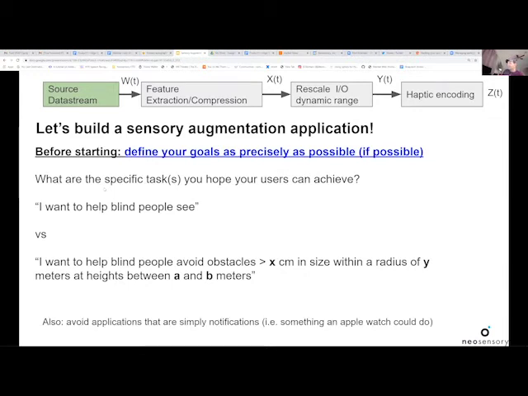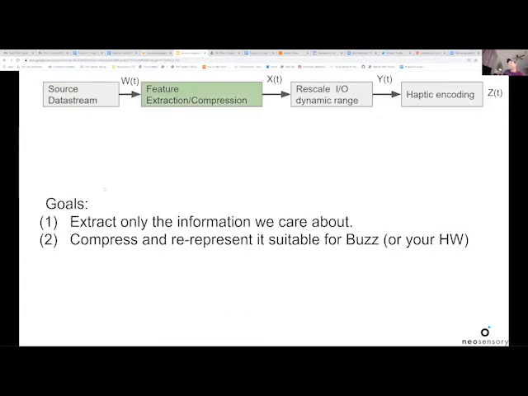All right, and then the last thing I'll say is, even though something like Buzz or these types of devices can do these sorts of things, providing basic notifications is not the point of them. One way to think about this: anything that an Apple Watch could do, you can do, but that's kind of not the point. You want to try and avoid that. So that's not what we're going for here.